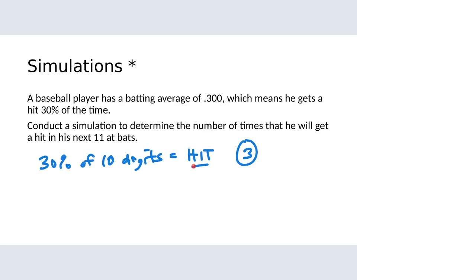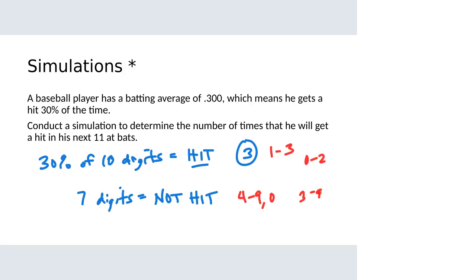What that means is that the other 7 digits mean he does not get a hit. Now we can decide how we want to assign these. It doesn't really matter. I might just do 1, 2, 3 for hit, and then 4 through 9 with the 0 for not a hit. If somebody wanted to say, I don't like that 0 hanging out there, I want to use 0 through 2 for hit, and then 3 through 9 for not hit, that's totally fine. As long as you set this up ahead of time and make sure that you give 3 digits to hit, 7 digits to not hit, you're going to be fine.